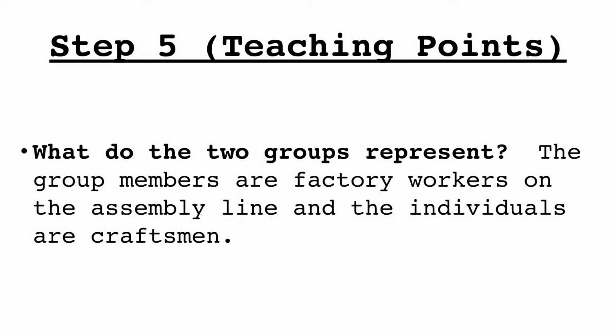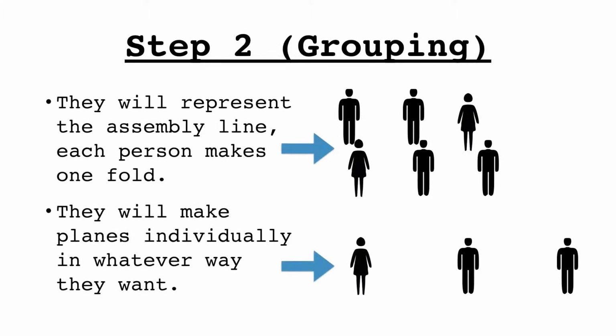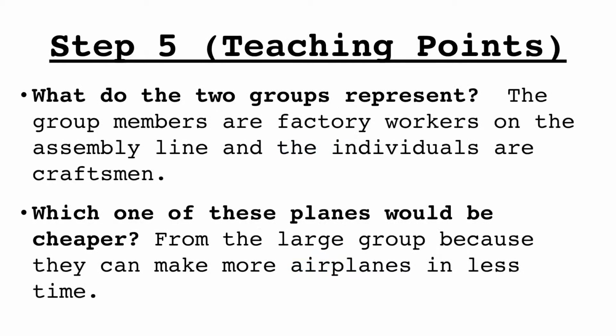Step 5 is to debrief and talk about what these things mean. So the first question you have to answer is, what do these two groups represent? Like I already mentioned earlier, the groups of 4 to 6 basically represent the rise of factories and working in an assembly line, doing the same thing over and over and over again. And the individuals represent the craftsmen, or the people that are really good at making shoes or whatever their craft is.